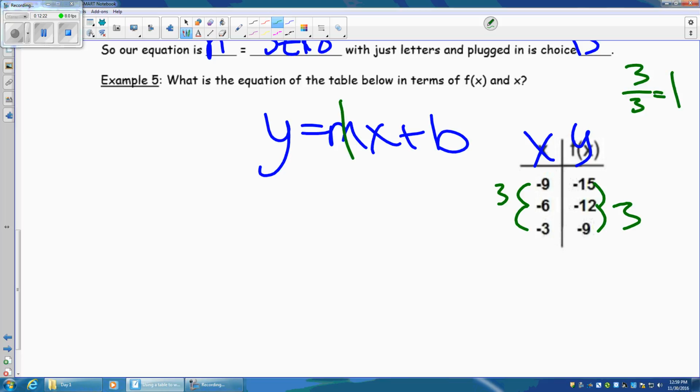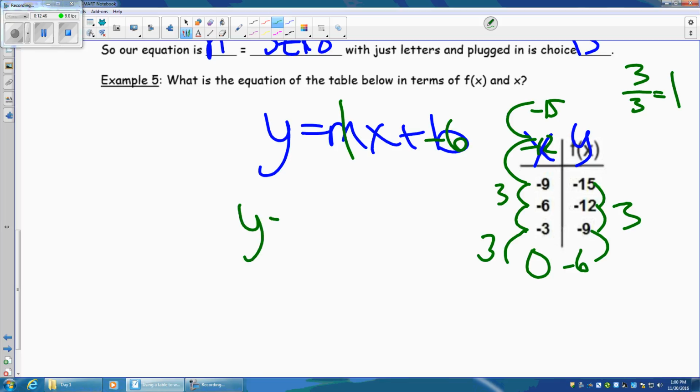So I know I can put a 1 right there. Now, all I need to do is find 0. Well, what happens if I go back 3? I get to negative 12 and then negative 15. Is that ever going to give me 0? But if I go forward, I get 0. Right? Because 3 more than negative 3. So let's go 3 more than negative 9 and get negative 6. There's my b. So my final answer is y is 1x or just x plus negative 6 or just minus 6. And that's really it.